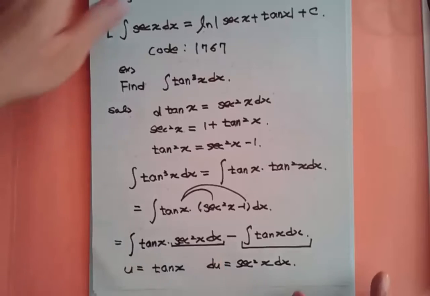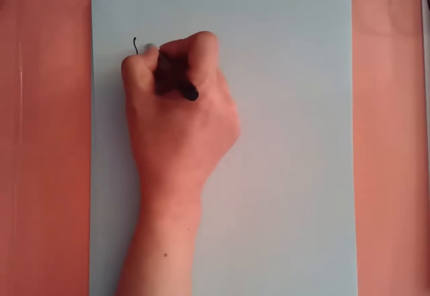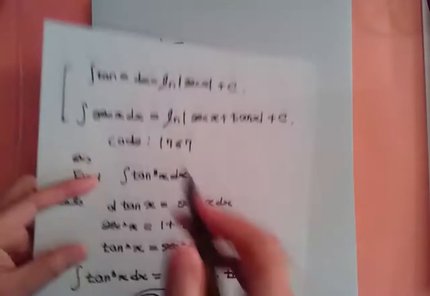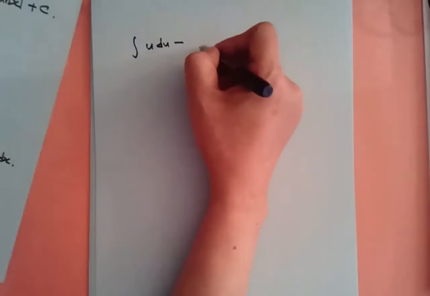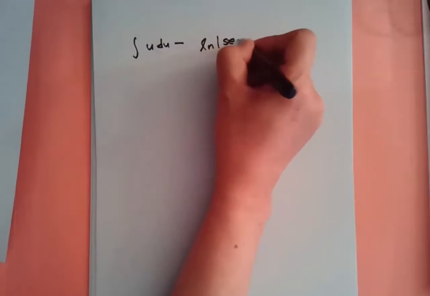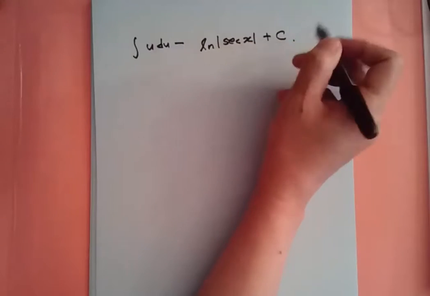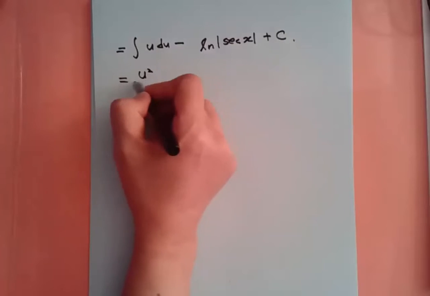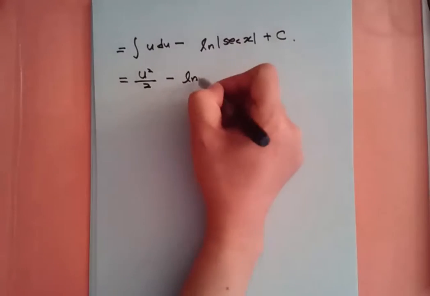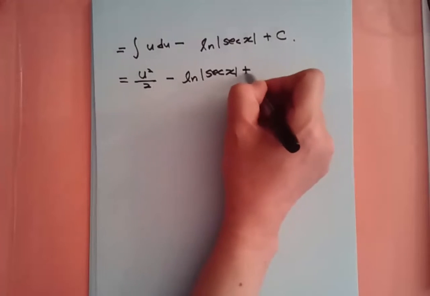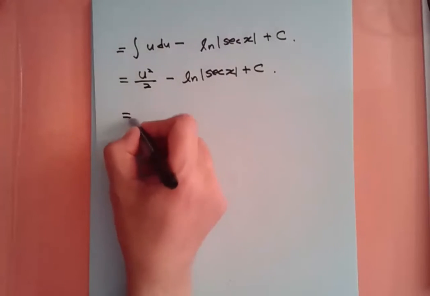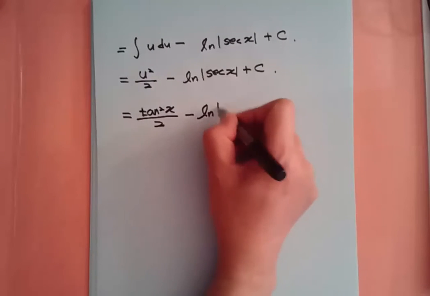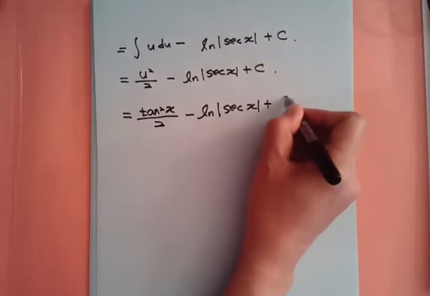So this part can be written as integration u times du minus the next part, which is natural log of absolute value of secant of x plus c. So when we integrate, that becomes u squared over 2 minus natural log of absolute value of secant of x plus c. u was tangent, so that is tangent squared of x over 2 minus natural log of absolute value of secant of x plus c.